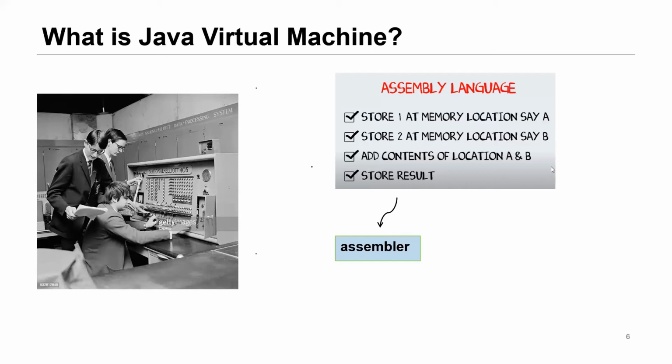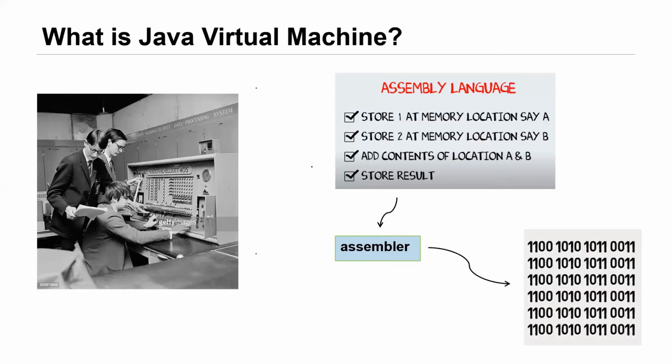Then it has to be converted into machine code that your computer will understand. An assembler can turn this assembly language into machine code. And now the computer understands what we want it to do, which is to add two numbers.